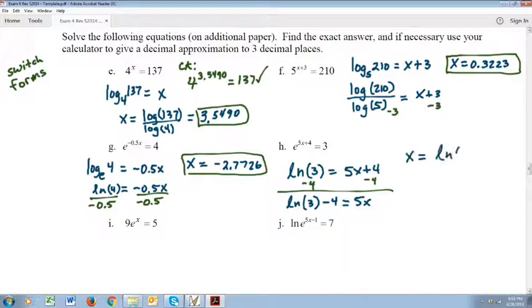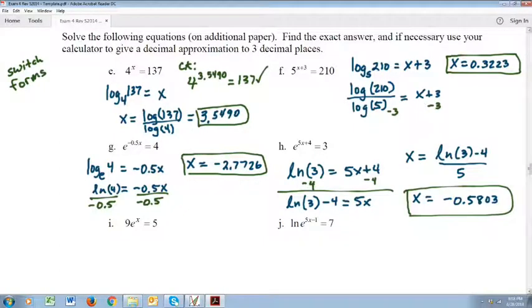And then now we need to divide both sides by 5. And so you get the natural log of 3 minus 4 all divided by 5. Just be careful when you put this in your calculator. You need to hit enter after you put the numerator in and then divide by 5, or put the numerator in parentheses. And so you should get negative 0.5803.